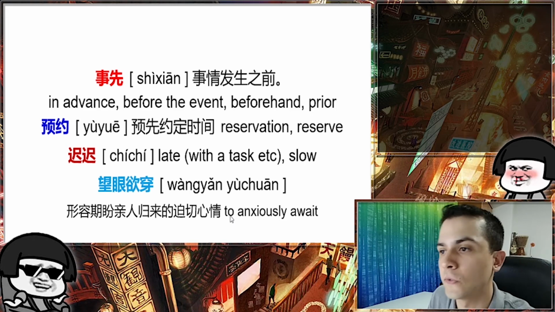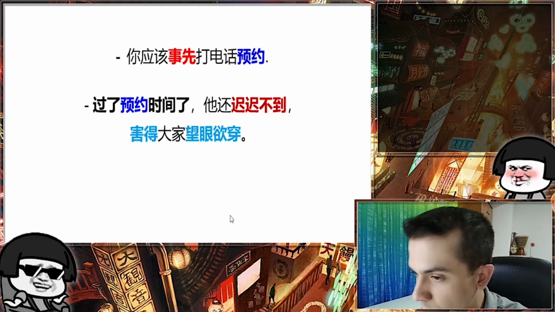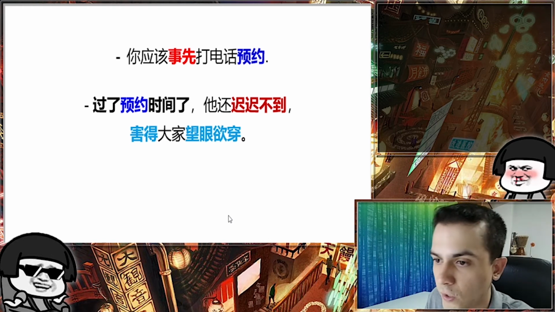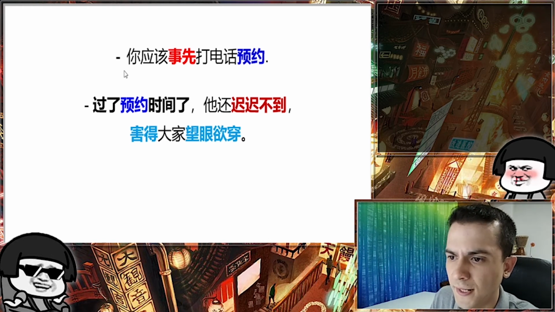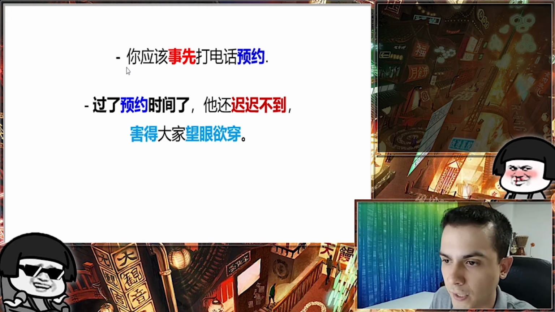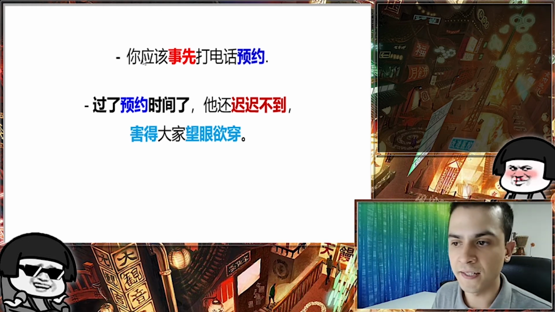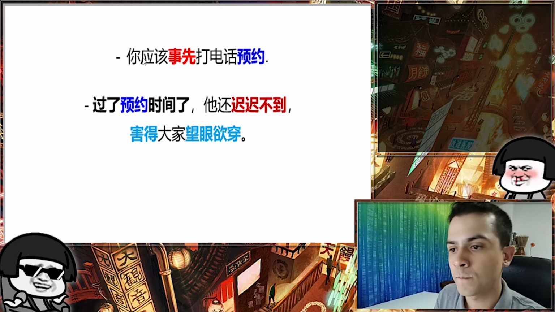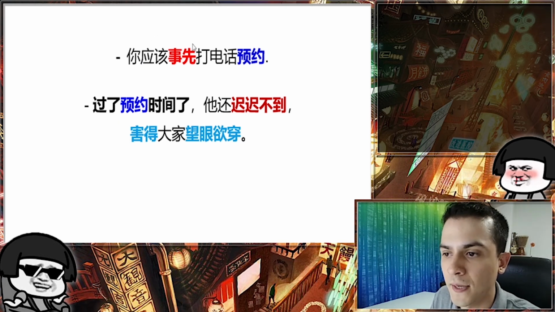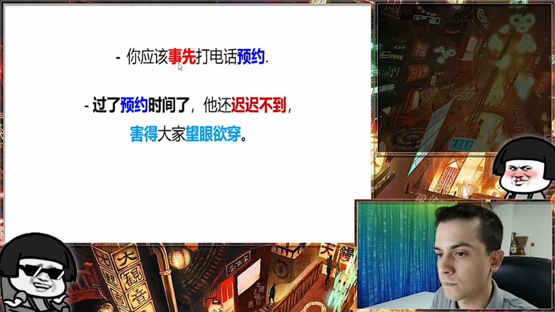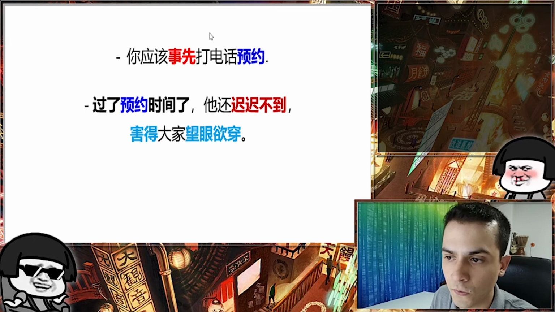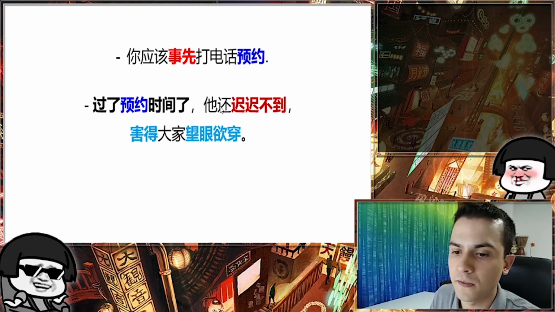Okay, let's go back to our example sentences and see how these words work. So we have here, 你应该事先打电话预约. Okay, so you should, 你应该事先, in advance, 打电话预约. Alright, so you should make a call in advance to make a reservation, to make an appointment. Pretty easy, right?